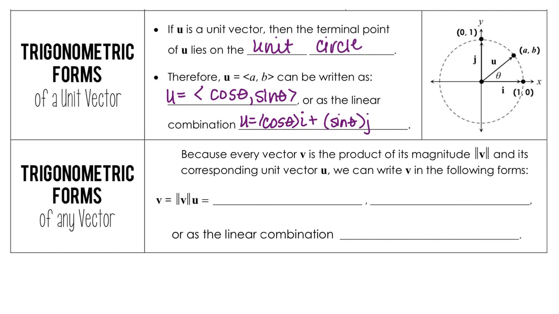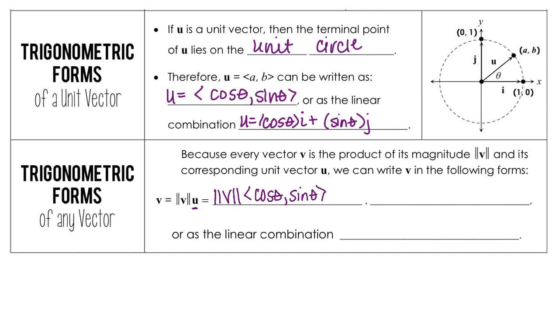And so looking on even a little further in the forms, because every vector v is the product of its magnitude and corresponding unit vector, then we're able to rewrite this in a couple of forms. Notice that we're going to take that magnitude of v, and we're going to write that times our unit vector u of <cosine theta, sine theta>.